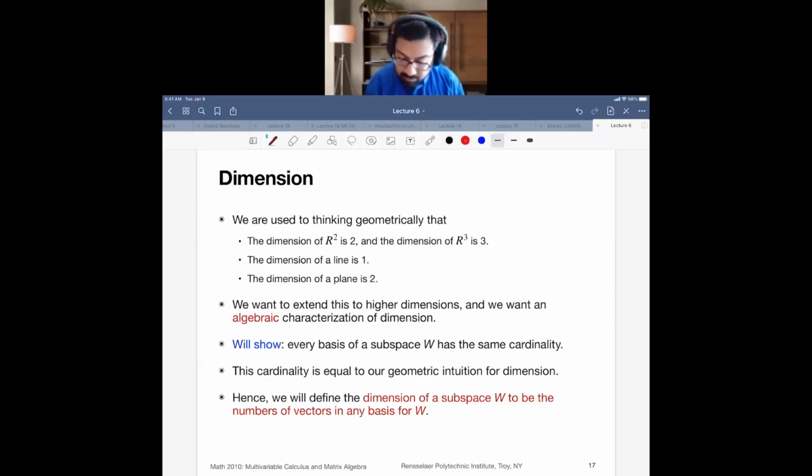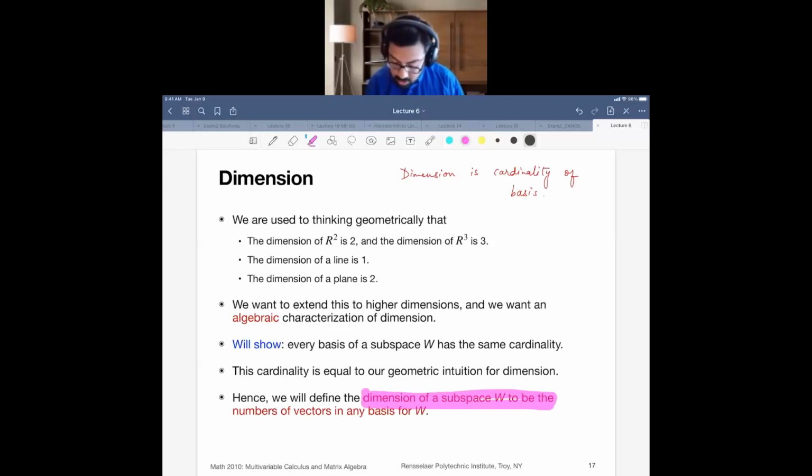And dimension is pretty simple. If you know the basis, just count the number of vectors in the basis and you know the dimension. So dimension is sort of defined as the cardinality of the basis. Or we will later define it, the same way of saying it, as the dimension of a subspace W is going to be the number of vectors in this basis of W, right?